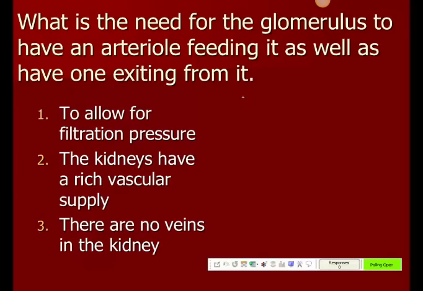Okay, so let's take a look at some questions. What is the need for the glomerulus to have an arteriole feeding it and one exiting from it?